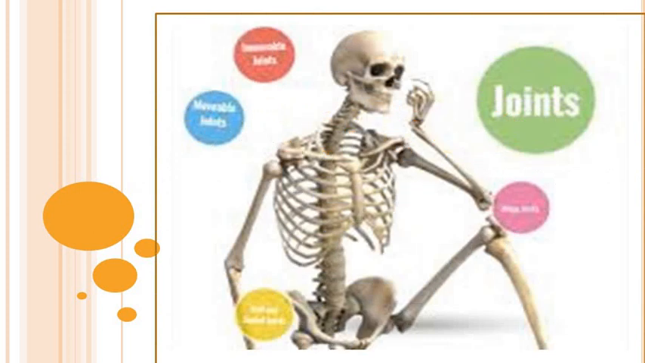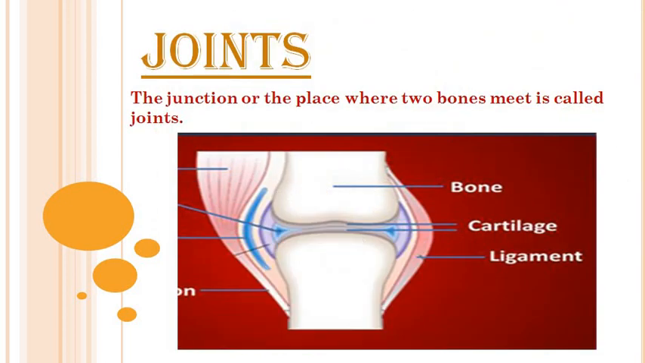Till now in this chapter you have learned about the bones, skeleton, and parts of the skeleton. Today in this video we are going to talk about the joints. So first of all, what is a joint? A joint is a place, or you can say a junction, where two bones meet.